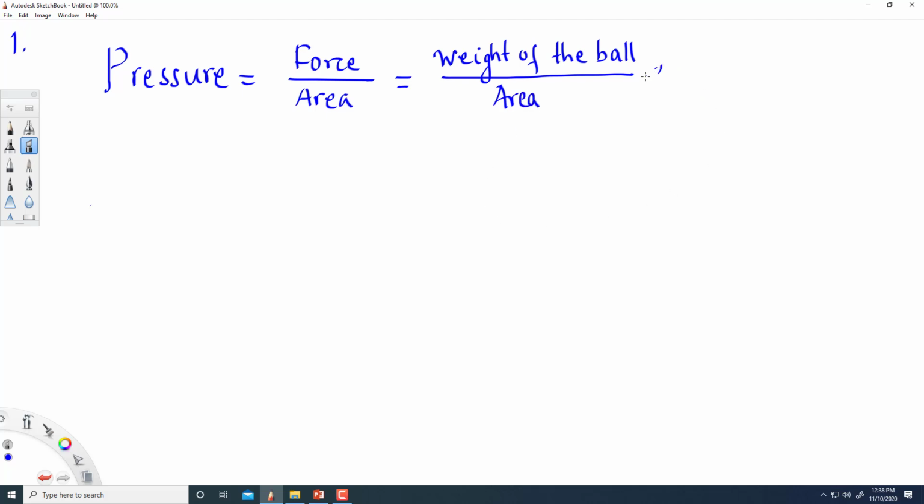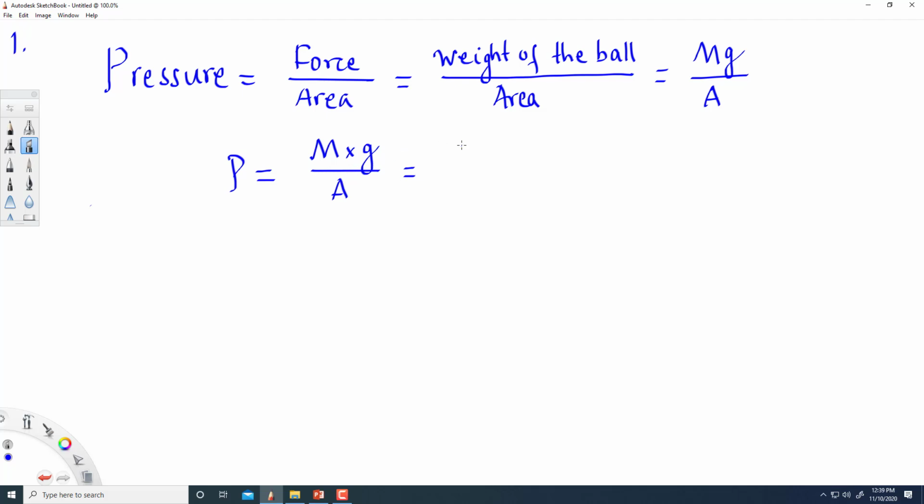So weight is given by this formula. If you guys remember, we talked about the weight. Weight is mass times acceleration due to gravity. Okay, that's the formula for weight, and that's area. So now we have pressure is given by mass times acceleration due to gravity over area.